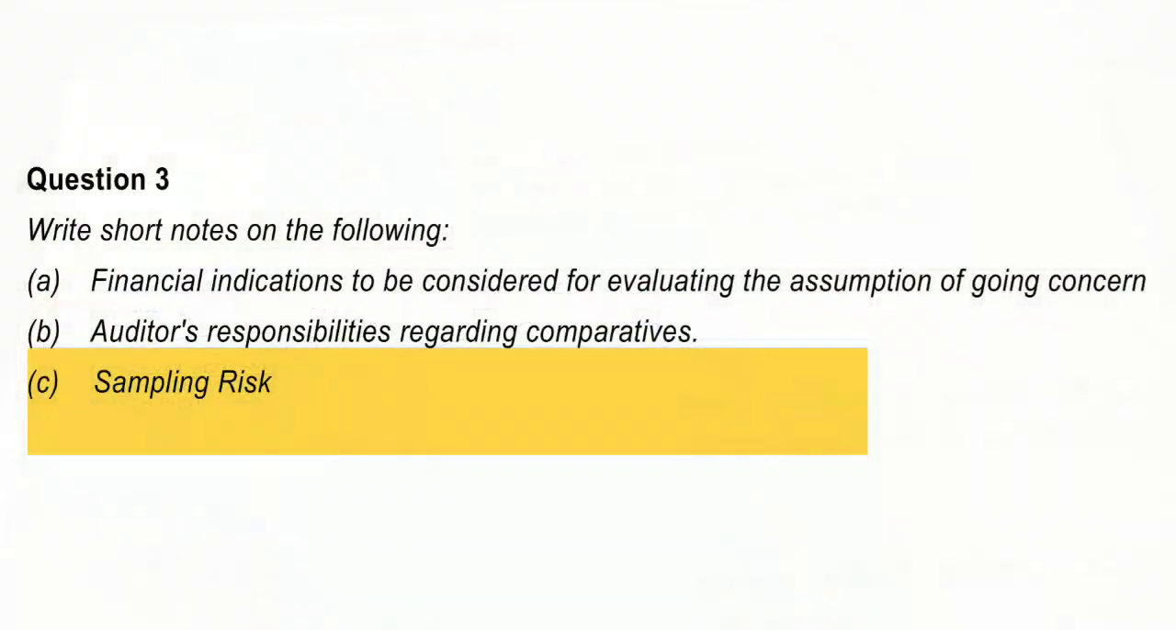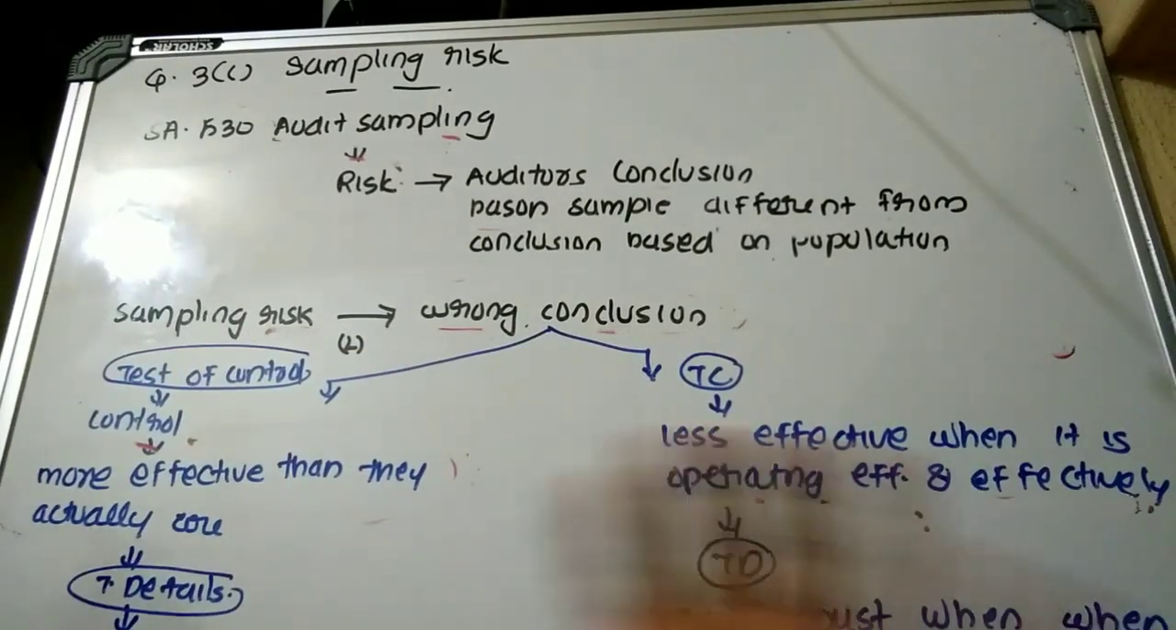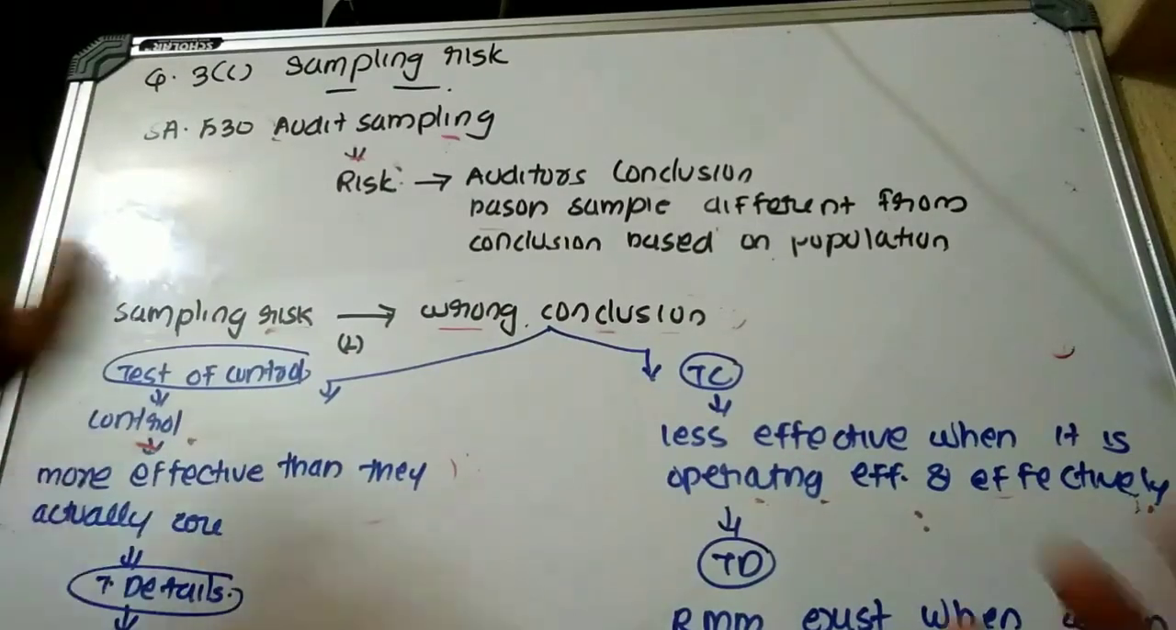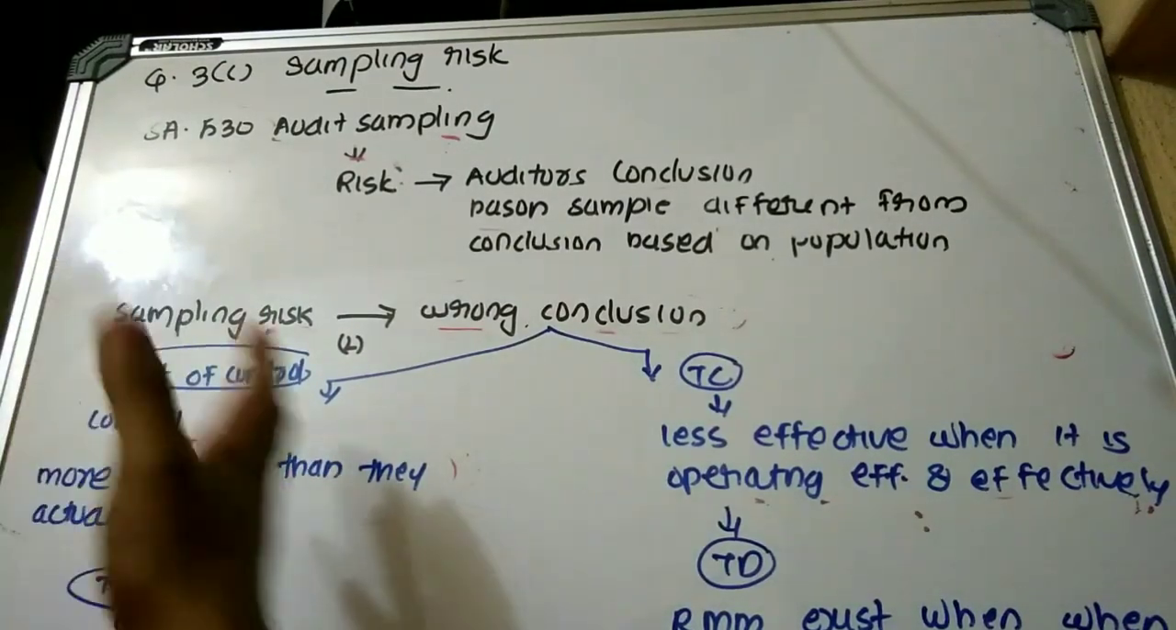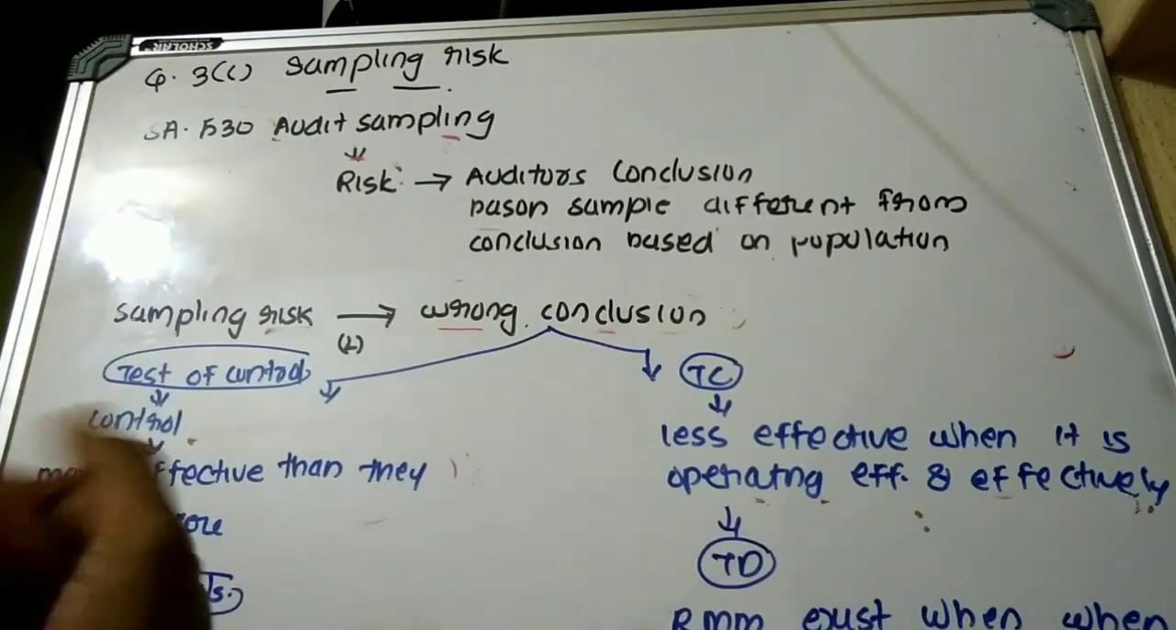I am directly moving towards 3C question. 3B I will discuss later, and I will take the essay separately, and with that I will take that question also. Okay, so here we are moving towards 3C, that is about what? Sampling risk. So why is the sampling risk arising? It is because of the audit sampling procedure that has been applied by the auditor to obtain what? Sufficient and appropriate audit evidence.